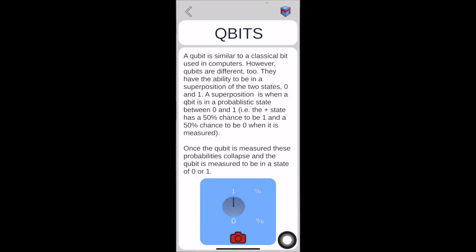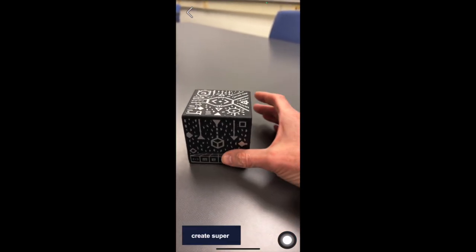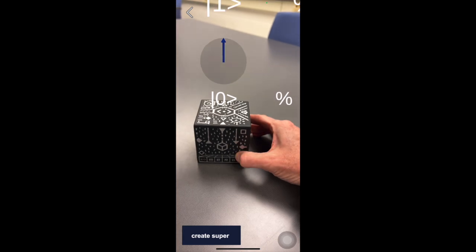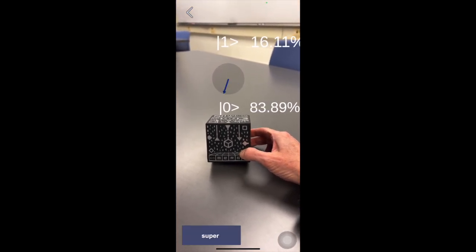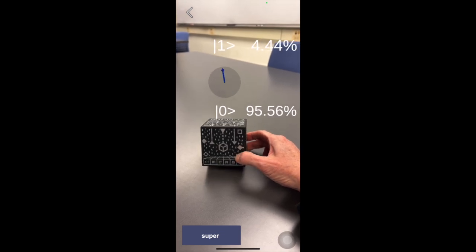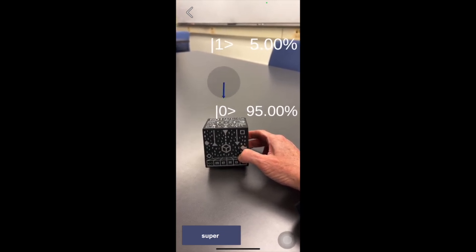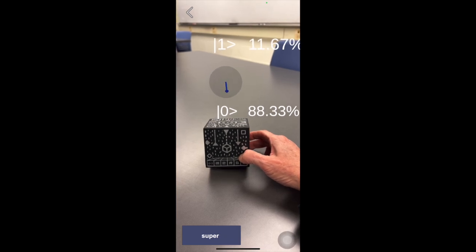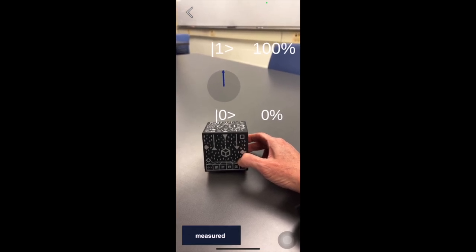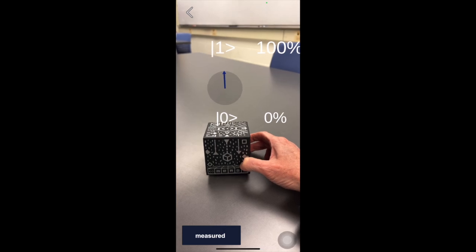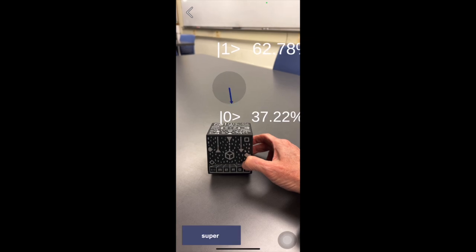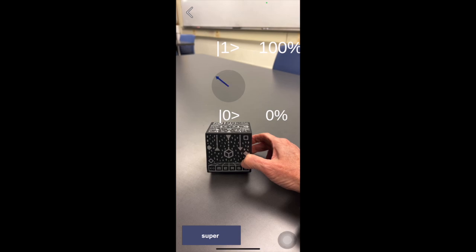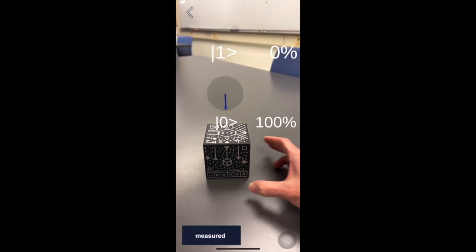So we're going to look at the qubit first. Right, so here we have the qubit. We can see the 0 and 1, and we can create a superposition. So you can see the Bloch sphere vector is moving all around. It gives us percentages of the probability of it being in the 0 or the 1 state. And then we measure, and we can see the state collapses into the 1 state. And we can go again, superposition, 1 state again, 1 state again. It eventually does go to the 0 state. There we go, the 0 state.